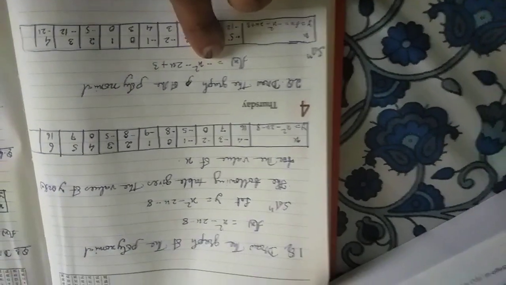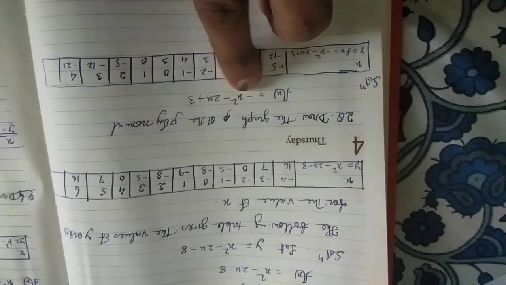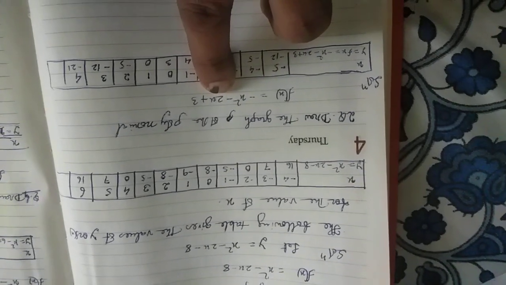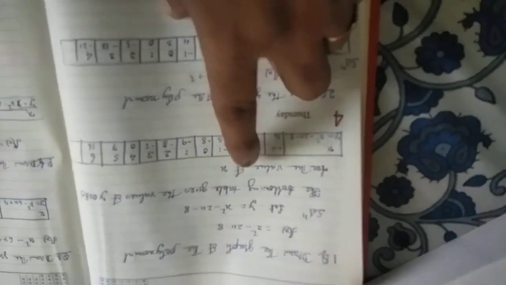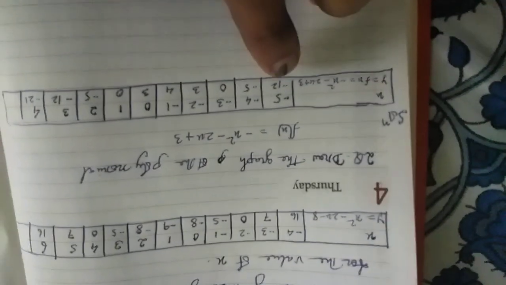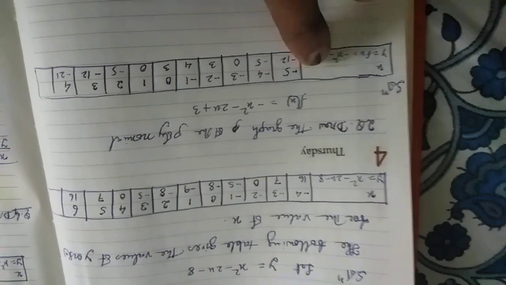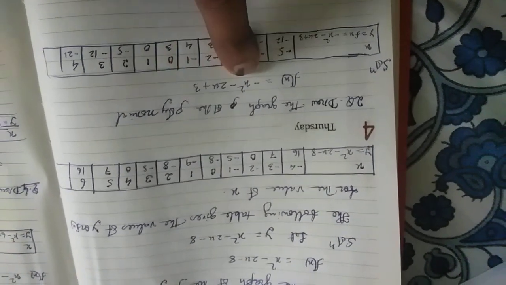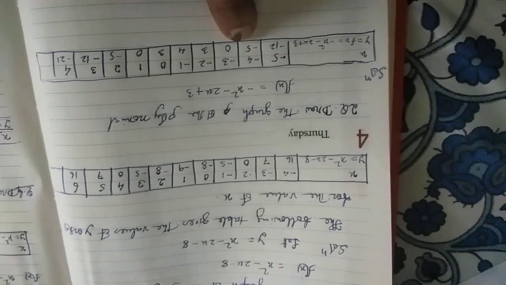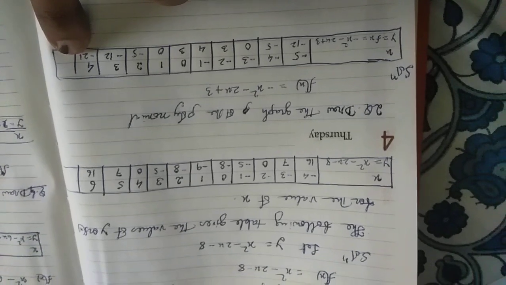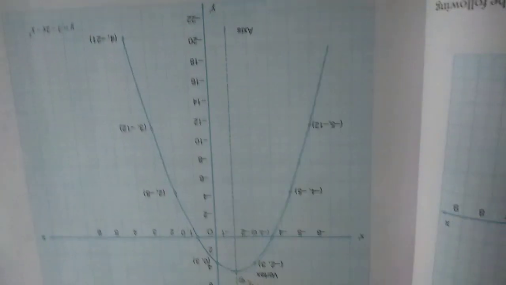Here you see, in this polynomial, it is x square minus 2x plus 3, again like that previous one. Like the previous one, we put the value of x in that polynomial function, then we get a value. That value is y. And I prepare the chart like that, and then try to plot the graph. Then the graph will be like that.